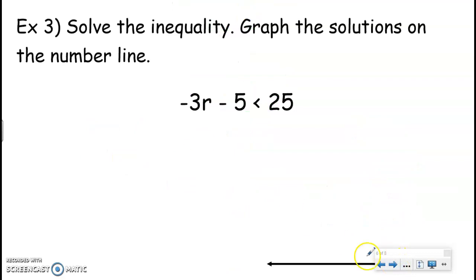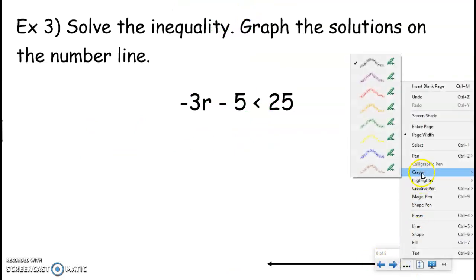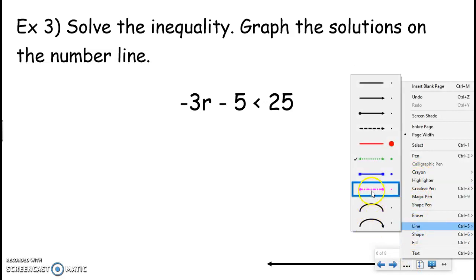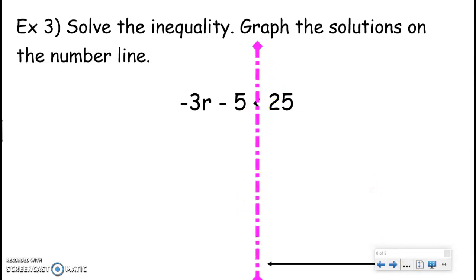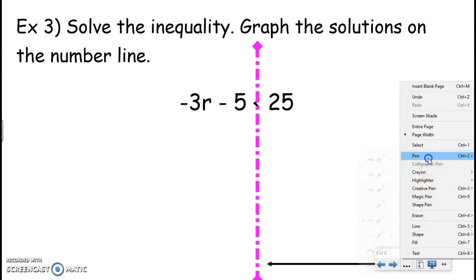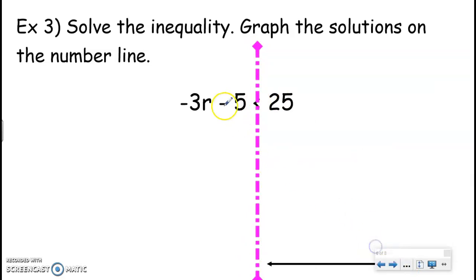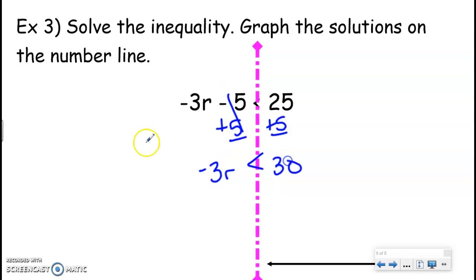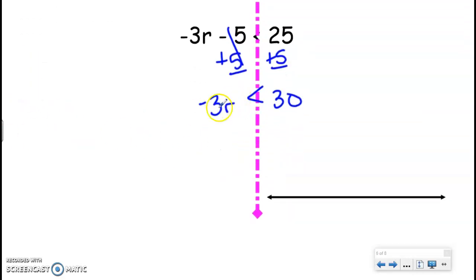Okay, 2 more. -3r minus 5 is less than 25. I'm going to go ahead and draw my line in. And then to get the r by itself, just like I would in an equation, I need to cancel that -5. So we're going to go ahead and do +5 on both sides. And when we do that, we're left with -3r is less than 30. And then the 3 and r are right next to each other, so do not add 3 to both sides to cancel it. You need to divide by -3.